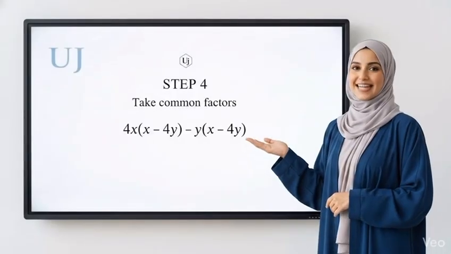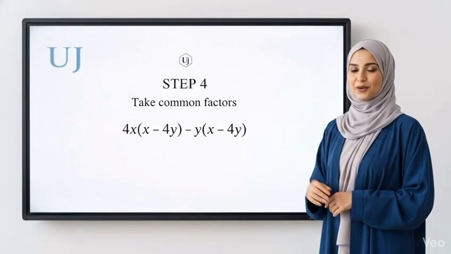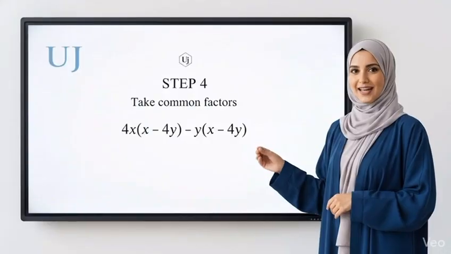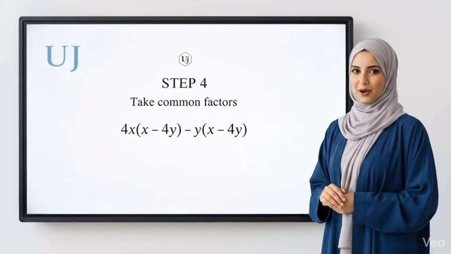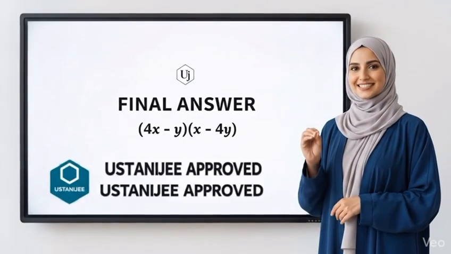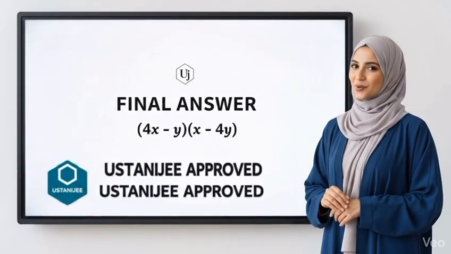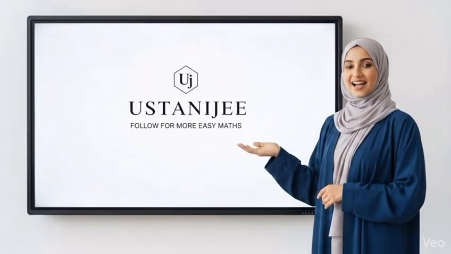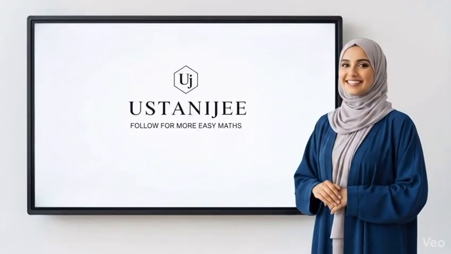For step 4, we take the common factors. As you can see here, we have 4x times (x - 4y) minus y times (x - 4y). By factoring the equation, we arrive at the final answer here: the quantity (4x - y) times the quantity (x - 4y). I hope that made maths a little easier.